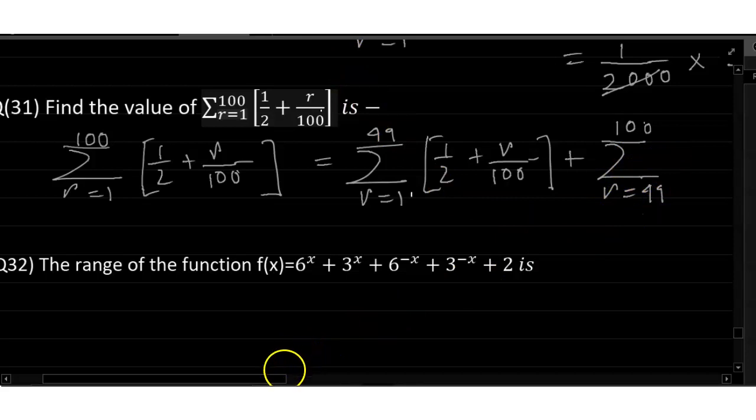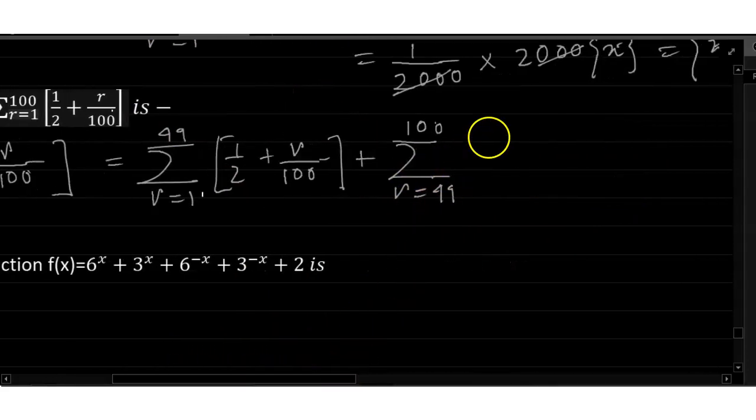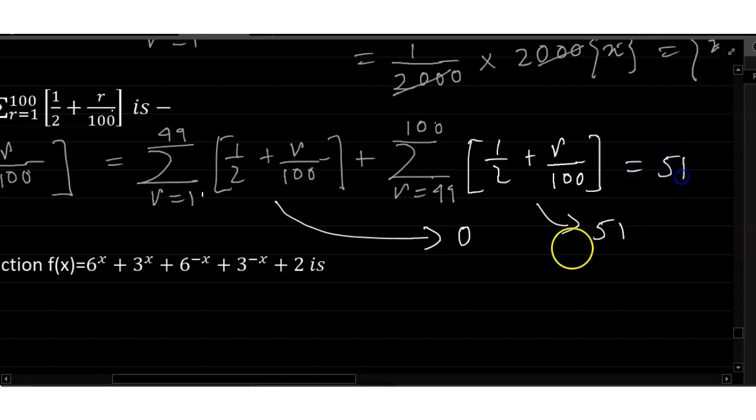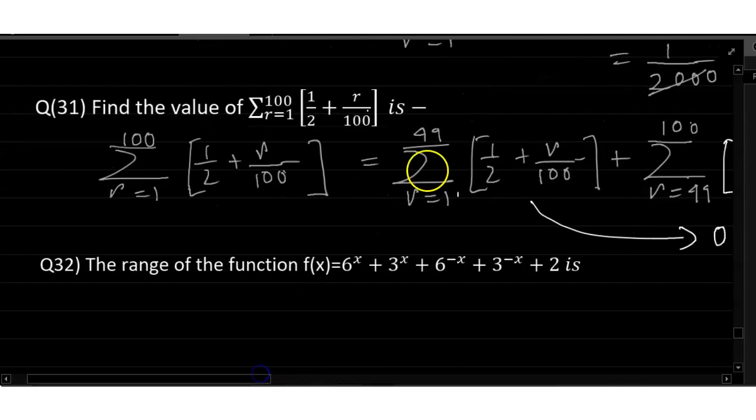So friends, it can be written as half plus r by 100. As it is the greatest integer, this value is 0 and this value is 51, because each value is 1. So the total answer is 51. So the answer is 51. How?